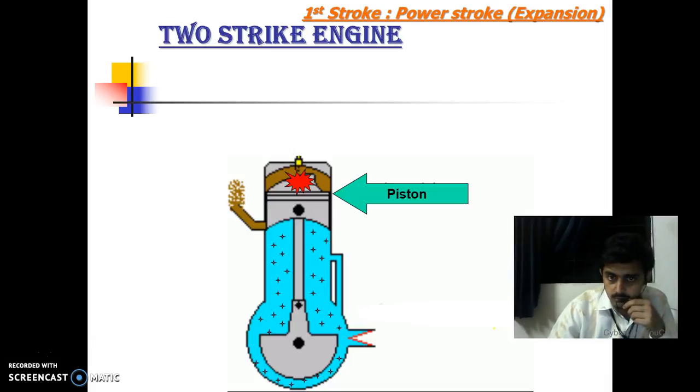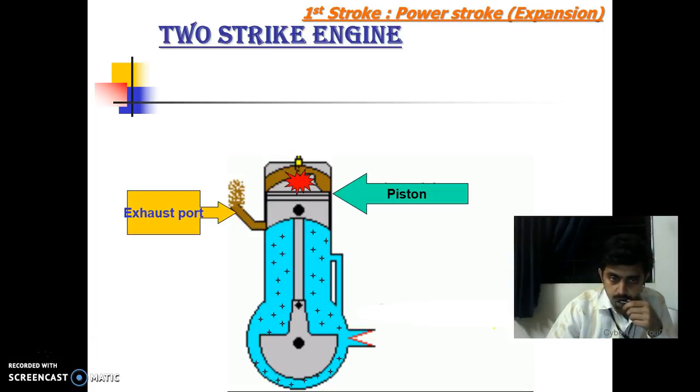As you have seen on the screen, the common parts are there already. One is the piston. When we talk about the ports here, earlier in the case of the four-stroke, we call them valves. Here we more often call them ports.